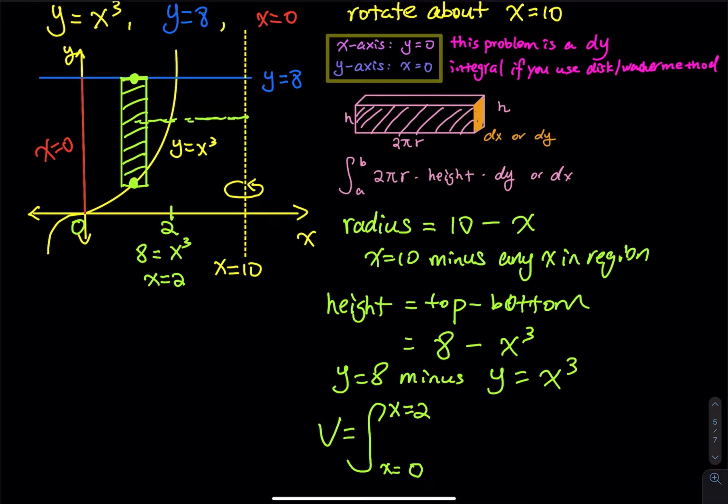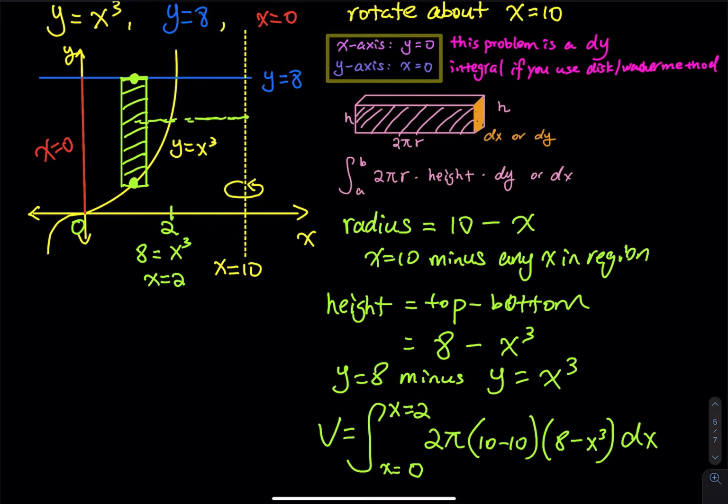That is the intersection. And then you have 2 pi times r. r is 10 minus x. And then the height is 8 minus x to the third. And then this is a dx integral. So that's how you answer this question.